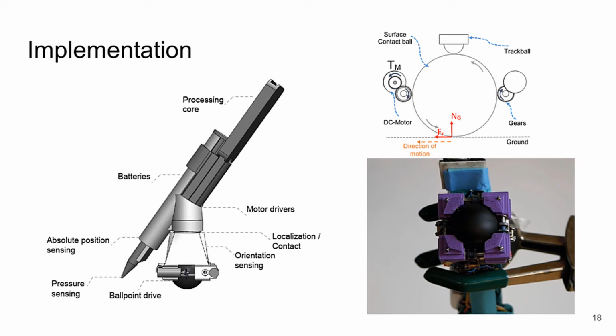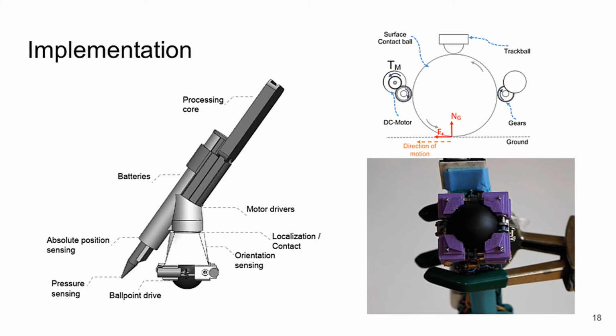We made a phasking pen to support our conceptual framework, which consists of four main components: a digital pen, a processing core, an orientation sensor, and a ballpoint drive. The digital pen provides us with position sensing and pressure sensing. The processing core was a Raspberry Pi which runs our CAD software. We use an orientation sensor to sense the orientation angles.